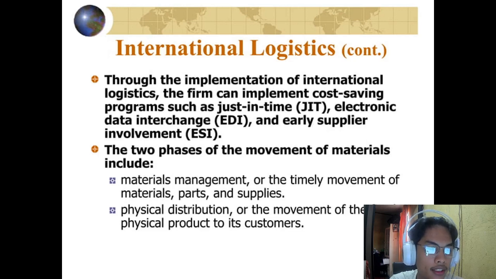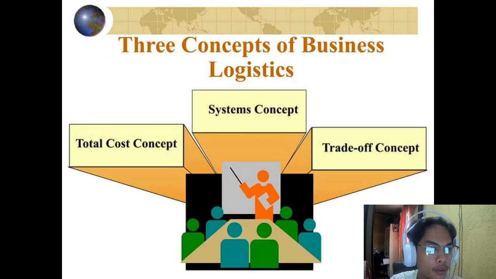The two phases of movement of materials include materials management, or timely movement of materials, parts, and supplies, and physical distribution, or the movement of the firm's physical product to its customer. So there are three concepts of business logistics. There is the total cost concept, the system concept, and the trade-off concept.